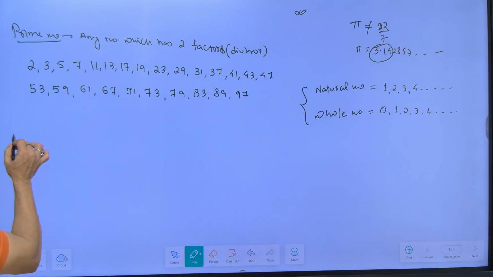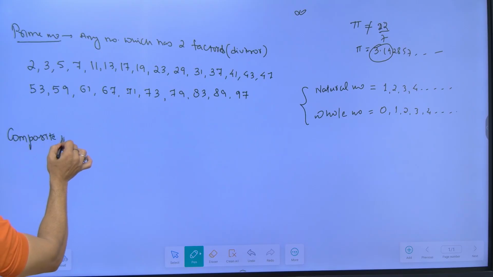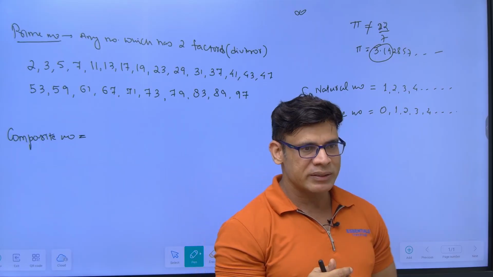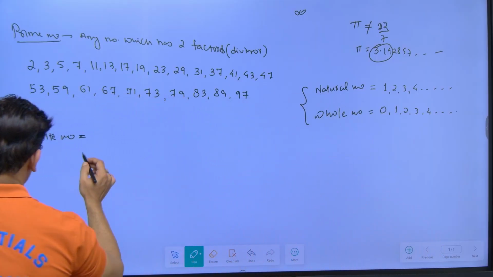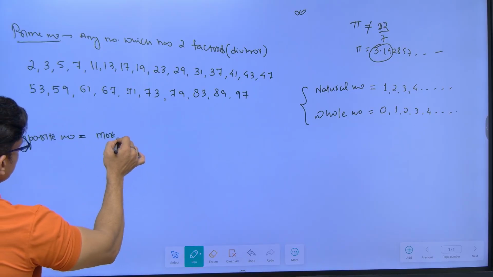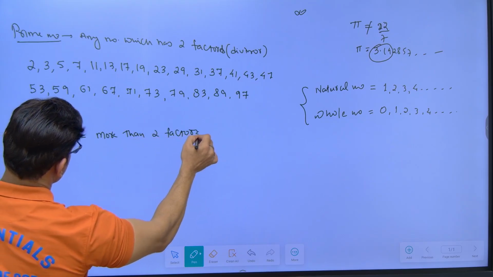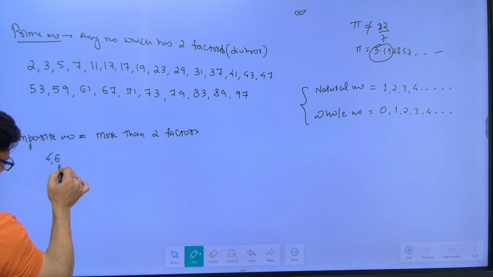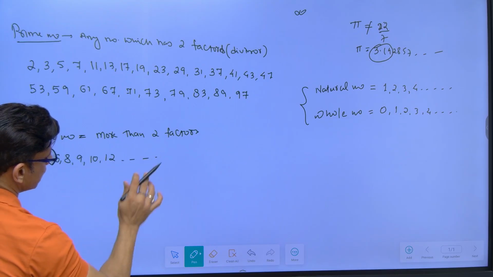So numbers which are not prime are called composite numbers. Actually, not a true definition. Composite number means number which has more than two factors. Right? For example, 4. So any number which has more than two factors. For example, 4, then 6, then 8, 9, 10, 12, and so on.